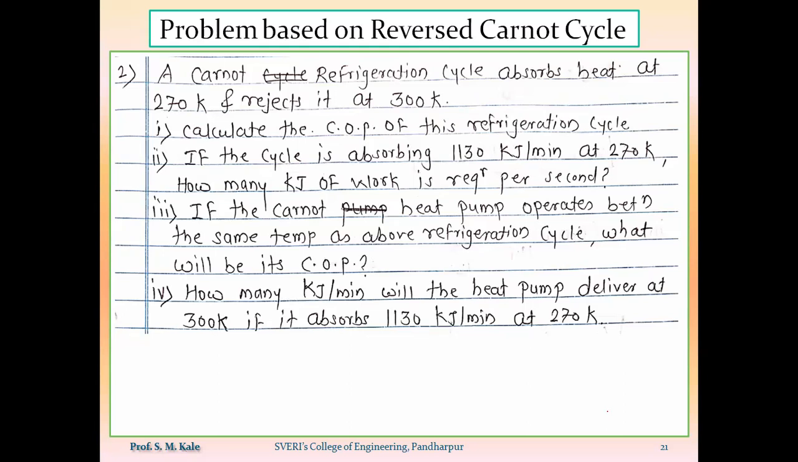Third one, if the Carnot heat pump operates between the same temperatures as the above refrigeration cycle, what will be its COP? If it is a heat pump instead of a refrigeration cycle in the same temperature range, what will be the value of its COP? How many kilojoule per minute will the heat pump deliver at 300 Kelvin if it absorbs 1130 kilojoule per minute at 270 Kelvin?